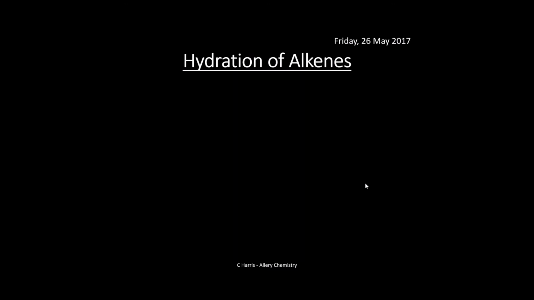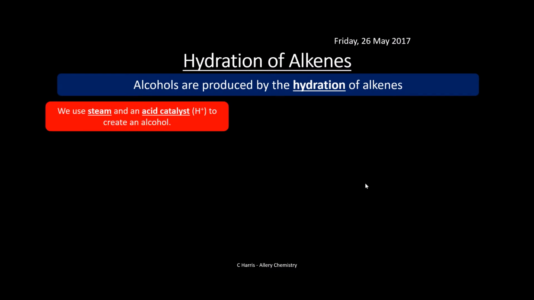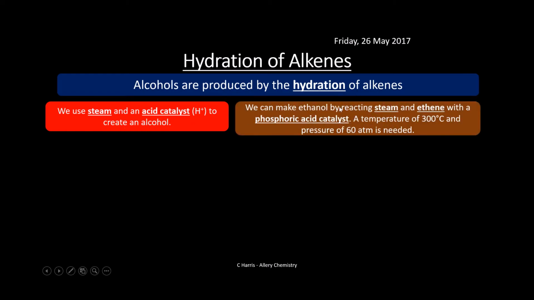Okay, hydration of alkenes. Okay, so alcohols are produced by the hydration of alkenes. So we can use steam and an acid catalyst to create an alcohol. So it's pretty straightforward. Obviously we can use the steam and ethene. We're going to use a phosphoric acid catalyst. Temperature, we're looking at about 300 degrees Celsius and a pressure of 60 atmospheres as well. Make sure you know these conditions as well.